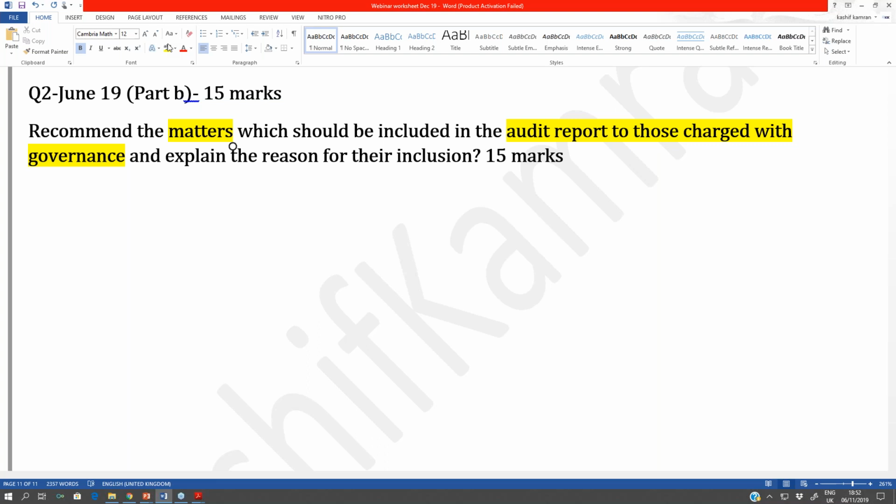Yes, the audit report to those charged with governance is also known as a management letter, right? Now, the examiner is saying recommend the matters which you should be communicating to those charged with governance. And that's exactly the title of the article. And that's exactly where the examiner has written an article, and such an old article. I think this is like three, four years old, such an old article.